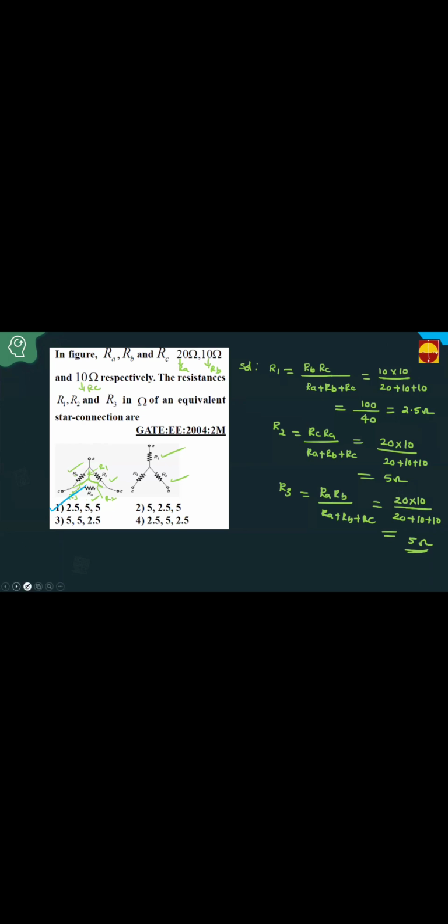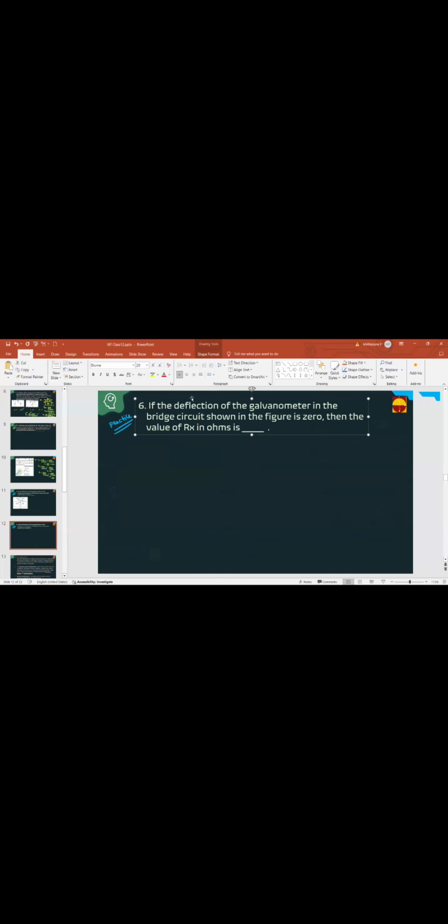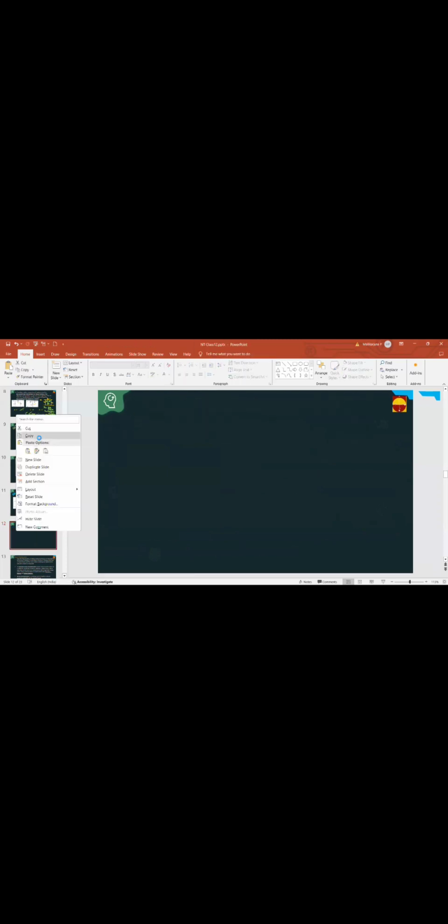These are questions based on star to delta, delta to star conversion. Try this for practice. This question also you try for practice. Before starting this, two more questions I have to solve here. Just a minute. Whatever I'm giving for practice purposes, please all of you try. If you have any doubt, share it in my Telegram channel and I will send the detailed solution.